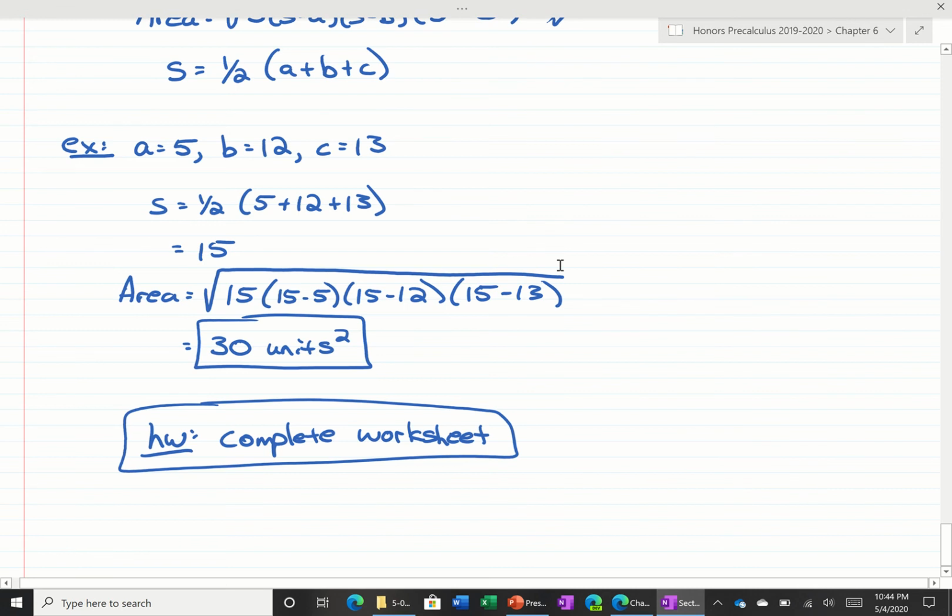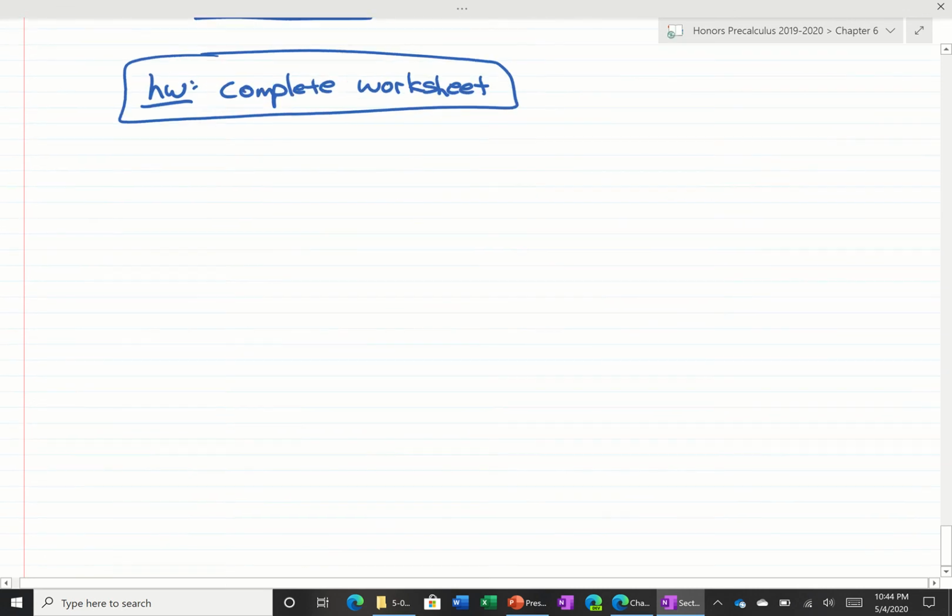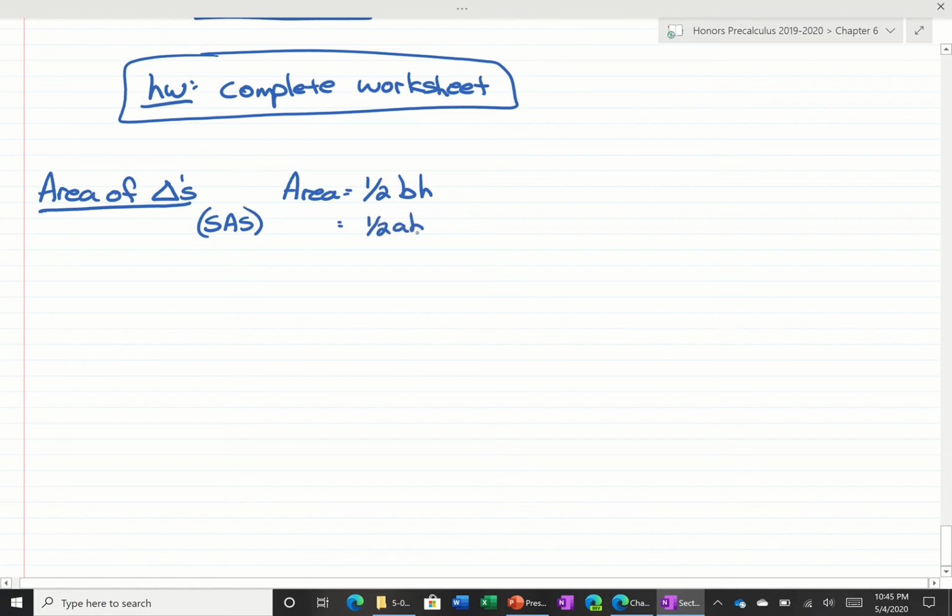Alright, so your homework seems pretty easy. Just to review a little bit, when we're talking about the area of triangles, we really had 4 formulas we talked about. The basic area formula was 1/2 base times height. If you're given a side angle side, the area formula was 1/2 A times B times the sine of C.